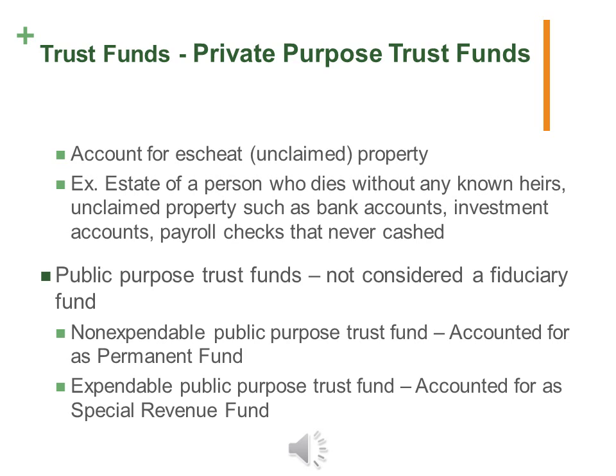The first type of trust fund I'll talk about is a private purpose trust fund. Some private purpose trust funds account for unclaimed property, or escheat property. An example would be an estate of a person who had died, but they had no known heirs.